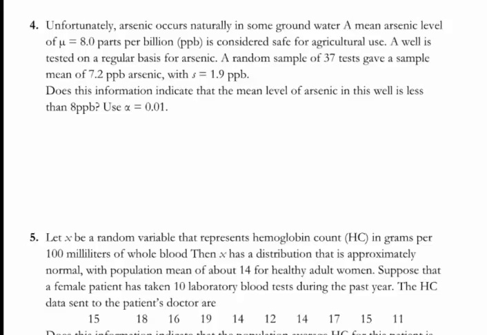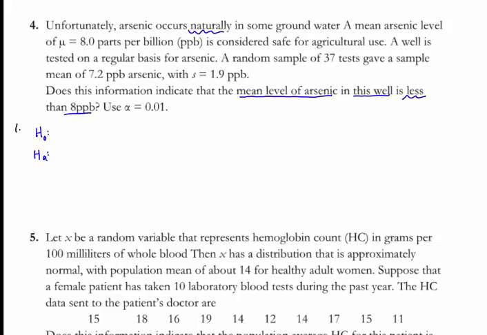In this example, we're trying to run a hypothesis test to determine whether or not the mean level of arsenic in a particular well is less than 8 parts per billion. 8 parts per billion is what is assumed to be naturally occurring amount of arsenic. So that helps us write the null and alternative hypothesis. Remember, that's the first step in making a hypothesis test.